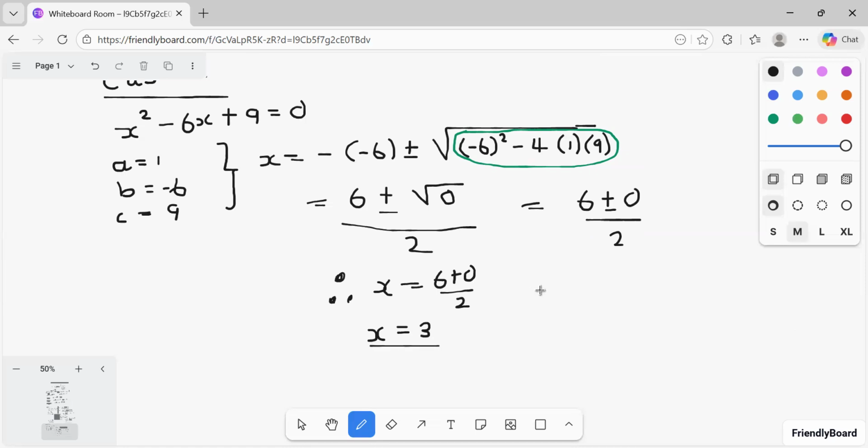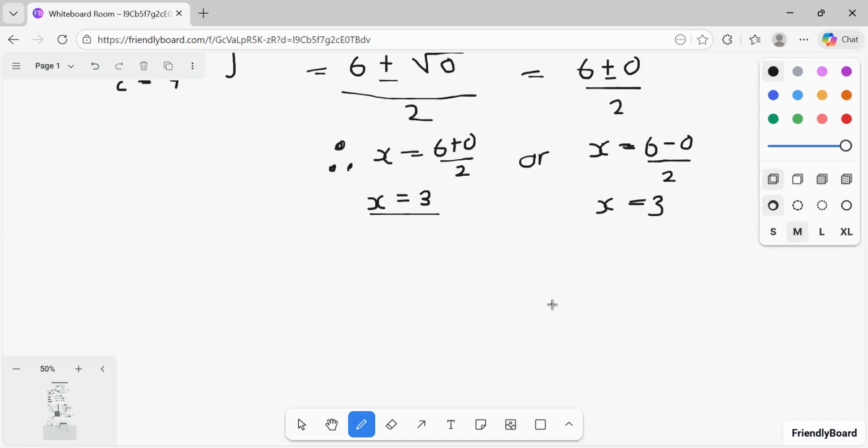And then when I put a negative, it's going to be 6 minus 0, then over 2, which gives me 3. So that means these roots are equal. You can see that the roots are equal, right? The roots are equal.